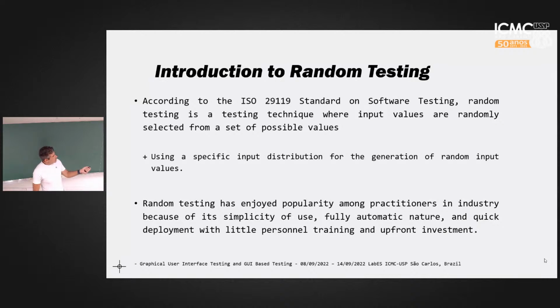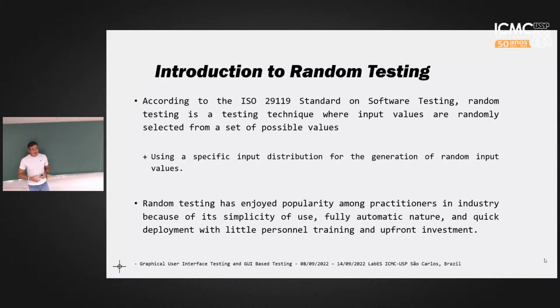According to the standard, I don't know if you know the standard. If you don't know it, I suggest you study and analyze it. The standard ISO 29119 is the standard of software testing. According to the standard, random testing is defined as a testing technique where the input values are randomly selected from a set of possible values.